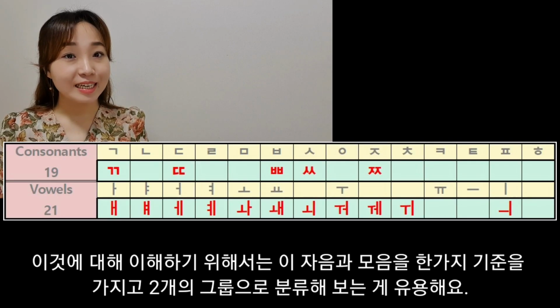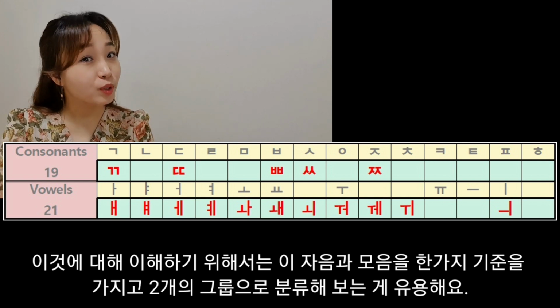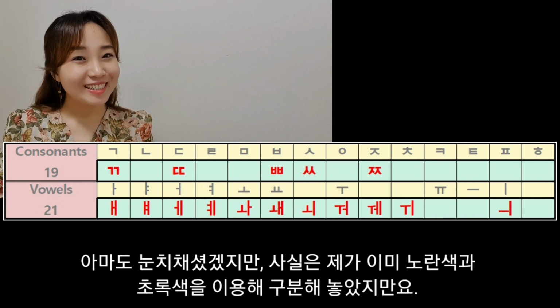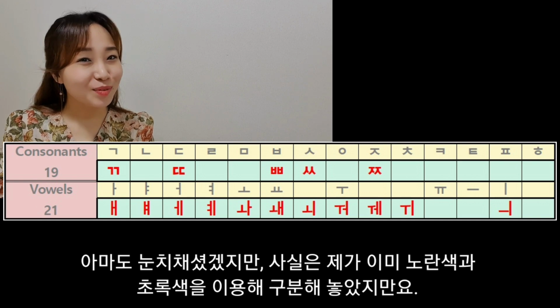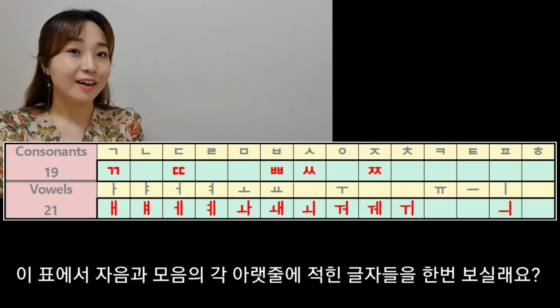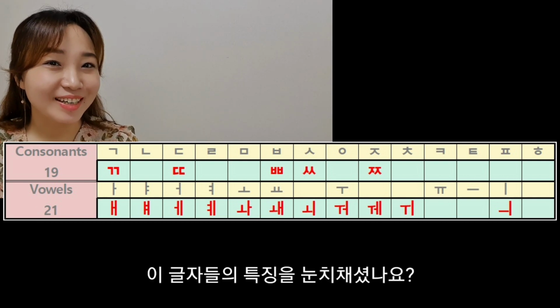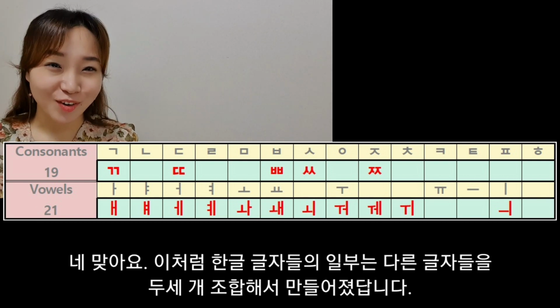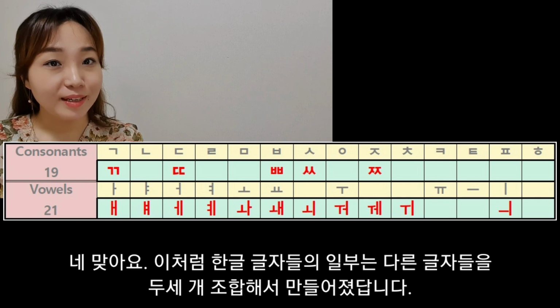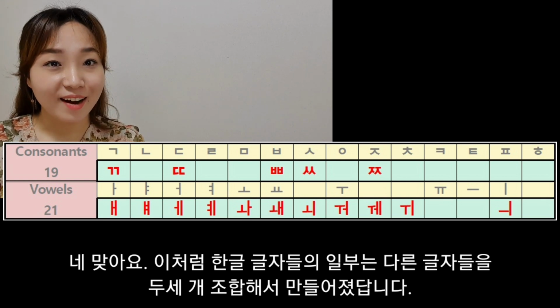To understand this, it is very helpful to classify the consonants and vowels into two groups with one standard, which is actually done already, as you might have noticed. Let's have a look at the red ones. Have you noticed the characteristic of these letters? Yeah, that's right. Some Hangul letters are made by combining 2 or 3 different letters.